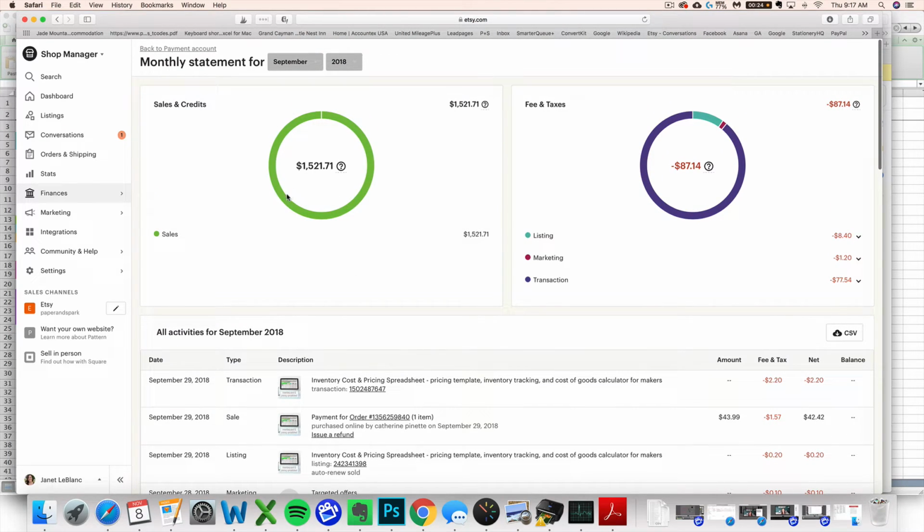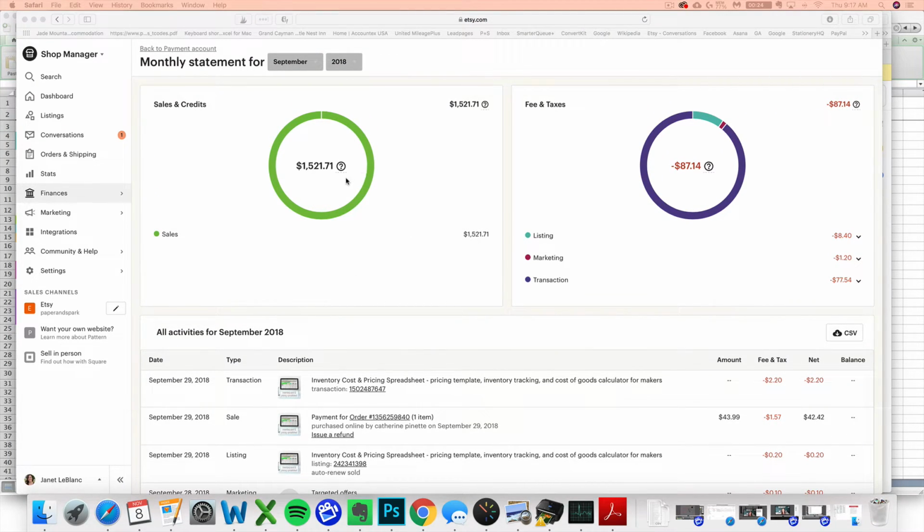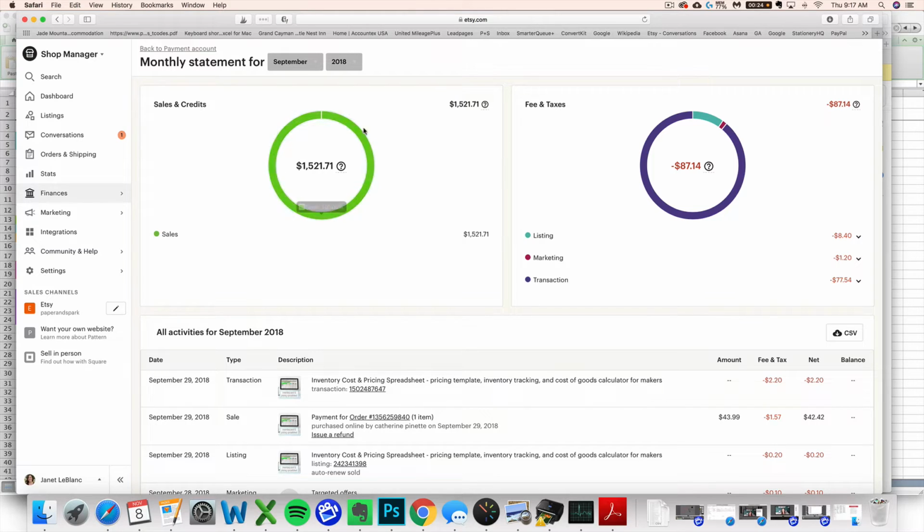Let's start by talking about sales and credits. This circle right here is basically your sales amount minus those credit card processing fees. So this is equivalent to what used to get deposited daily or weekly into your account on the old system. It's your total sales amount, including shipping paid to you, including sales tax collected, minus those credit card processing fees at 3% plus 25 cents per transaction. That is what these sales and credits mean.